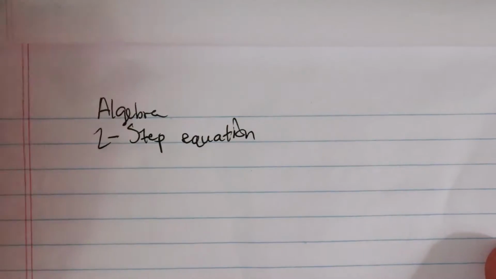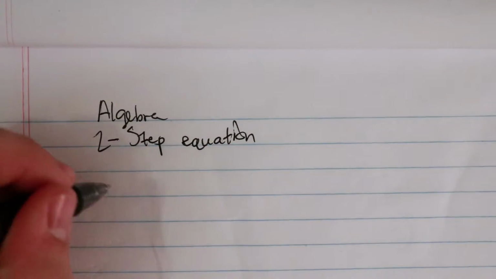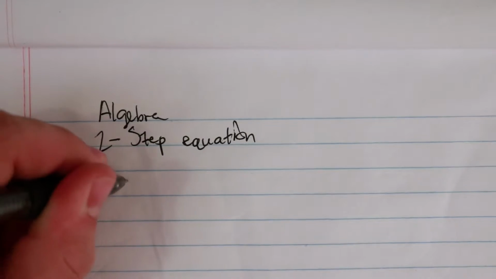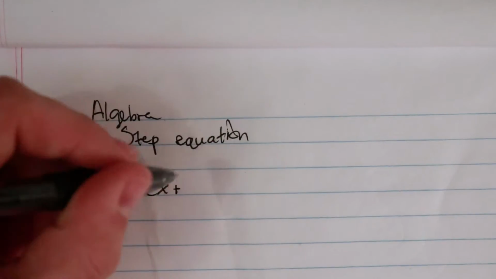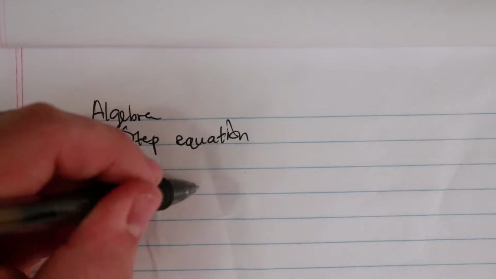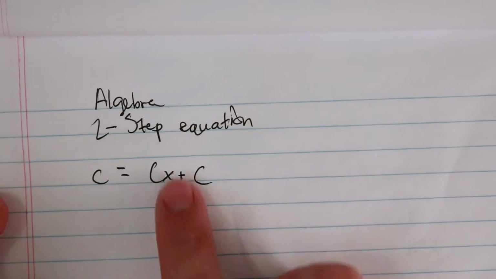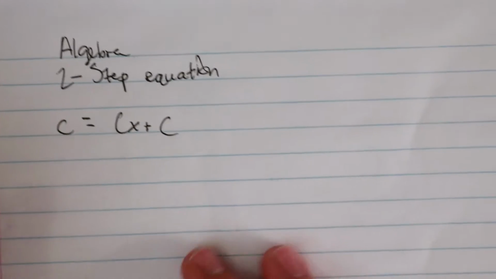Alrighty, so today I'm going to be talking about two-step equations for algebra. So basically what that's going to look like is there's going to be a constant equaling x with a constant in front of it plus another constant. And just using this idea to figure out what x is.